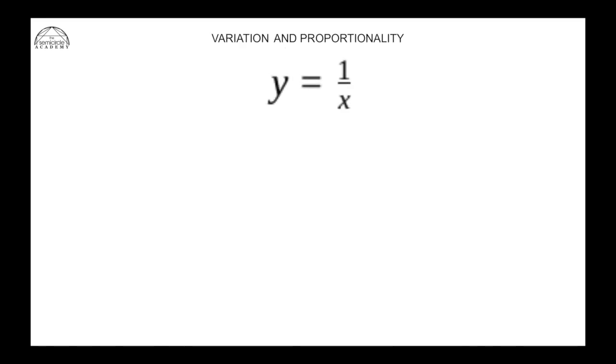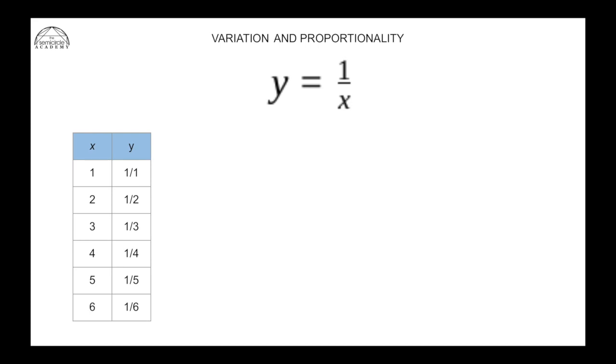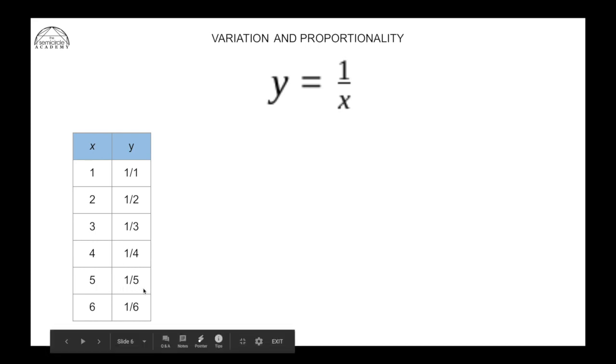Now let's take a look at this equation. y is equal to 1 over x, or 1 divided by x. And let's take a look at the table here with the ordered pairs. Now when x is 1, y will be 1 over x, which is 1 over 1, right? When x is 2, y is 1 over 2, which is a half. When x is 3, y is a third. When x is 4, y is a quarter. When x is 5, y is 1/5.